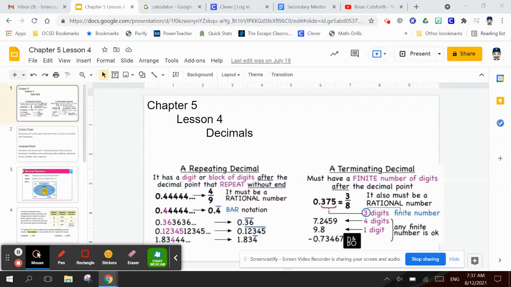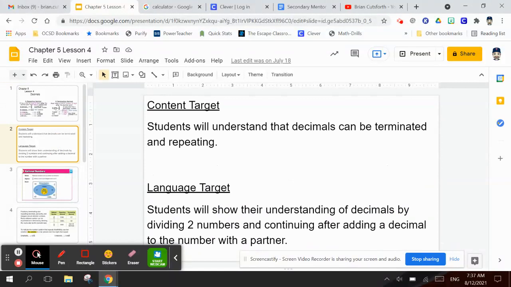Chapter 5, Lesson 4, Decimals. Our content target: students will understand that decimals can be terminating and repeating. Our language target: students will show their understanding of decimals by dividing two numbers and continuing after adding a decimal to the number with a partner.